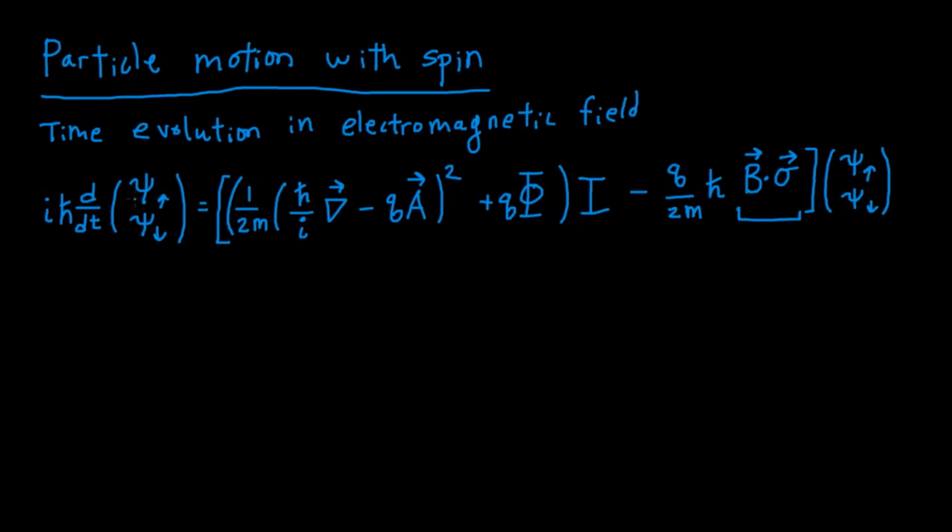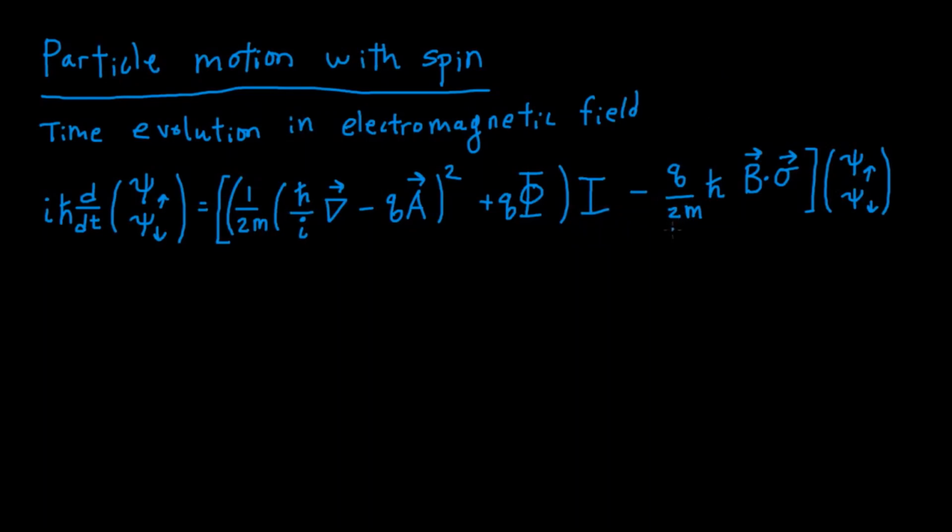So the time derivative of the spin-up wave function is going to depend partially on the spin-down wave function, because this is going to mix it up. And the time derivative of the spin-down function is going to depend partially on the spin-up function. So this term kind of couples the two components together. This term doesn't do that, because this is just an identity matrix, and that doesn't couple the two components of the vectors together.